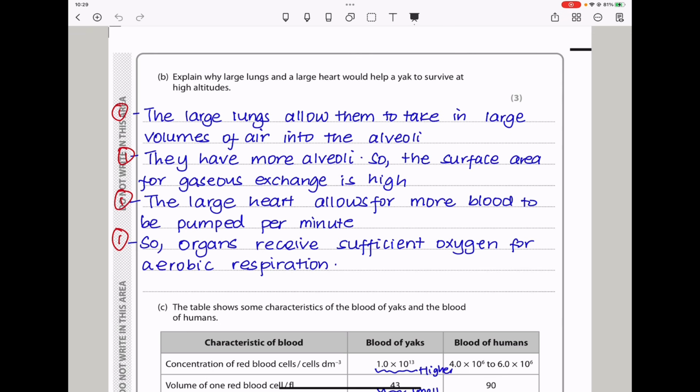So I said, the large lungs allow them to take in large volumes of air into the alveoli, and they have more alveoli, so the surface area for gaseous exchange is going to be high, or you would say large. The large heart allows for more blood to be pumped per minute, so organs receive sufficient oxygen for aerobic respiration.